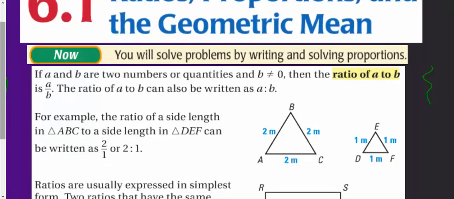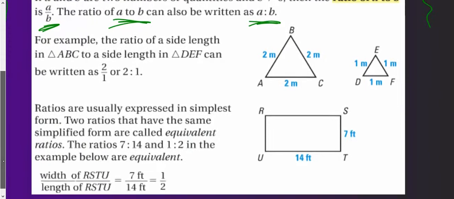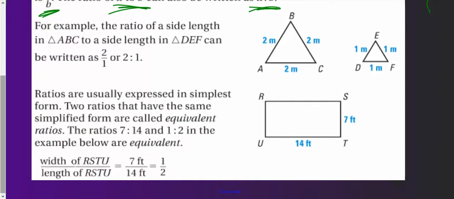You can write it in word form, fraction form, or using a colon. And we always express ratios in simplest form, so we're always going to reduce them. So if we're comparing the width to the length, for example, in this rectangle here, we have 7 to 14. That reduces to 1 to 2. They're called equivalent fractions or equivalent ratios, but our final answer is going to be simplified or reduced.